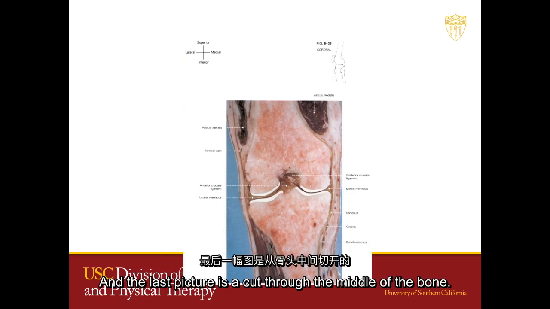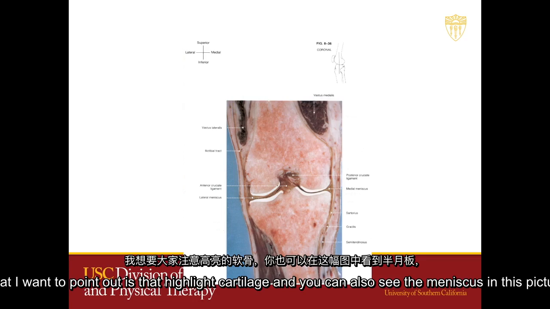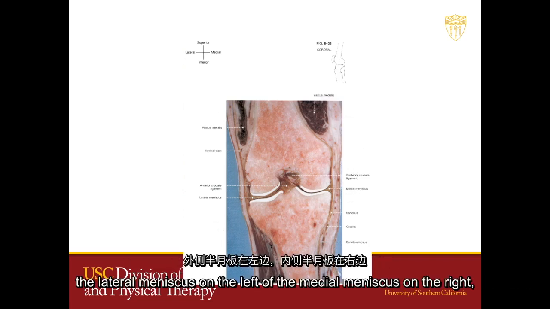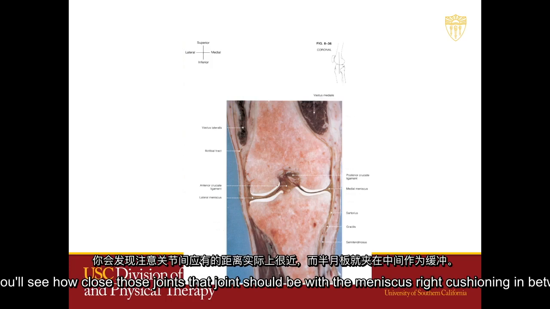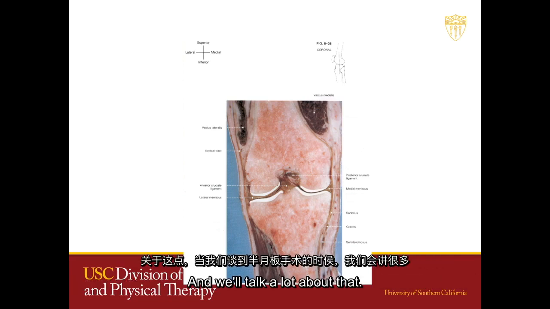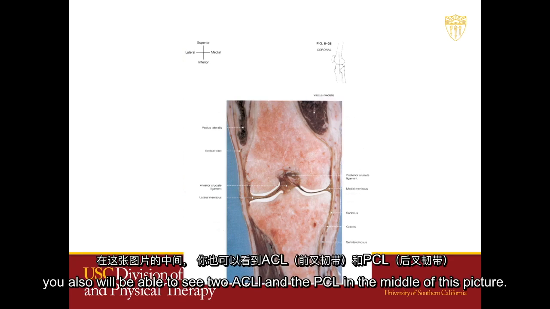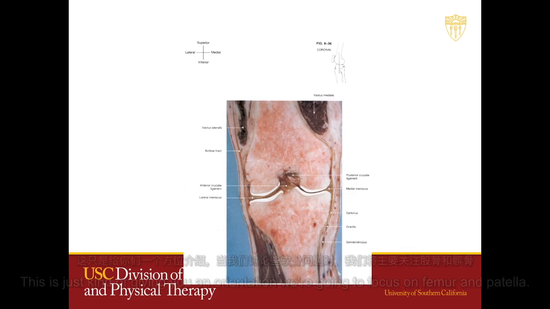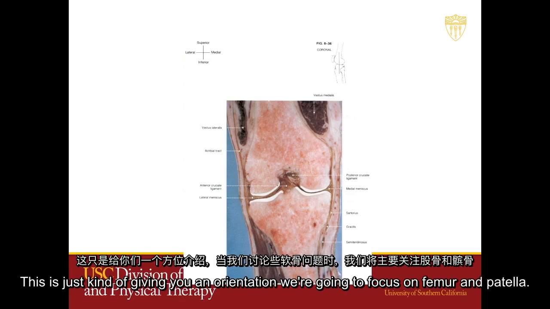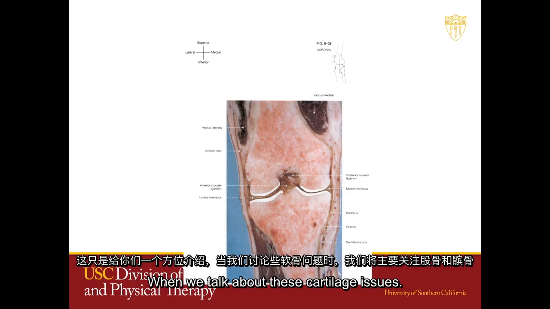And the last picture is a cut through the middle of the bone. And so again, what I want to point out is that hyaline cartilage. And you can also see the meniscus in this picture, the lateral meniscus on the left, the medial meniscus on the right. And you'll see how close that joint should be, with the meniscus cushioning in between. And we'll talk a lot about that when we talk about meniscus surgery. You also will be able to see the ACL and the PCL in the middle of this picture. Again, this is just giving you orientation. We're going to focus on femur and patella when we talk about these cartilage issues.